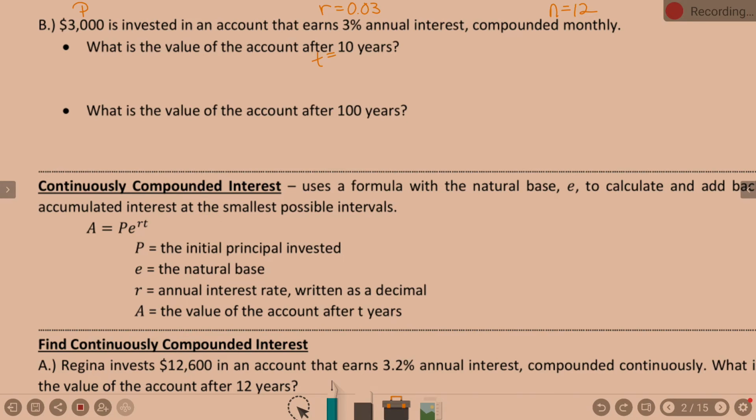Okay, so fill it in. It's going to be equal to 3,000 times 1 plus, and it's going to be R over N, so 0.03 divided by 12, raised to the NT, which is 12 times, in this first example, 10. Good job. Practice with the calculator.